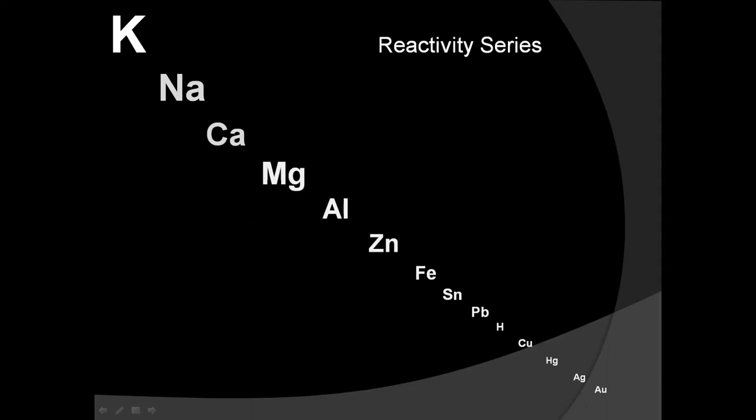This is a very important series and you can easily remember it. I have one simple saying, you can consider it as a song. I remember it this way and I would like to share it with you. Ka na ka mag alzen fes pep huku ha. Here, ka is potassium, na is sodium, ka is calcium, mag is magnesium, al is aluminium, zen is zinc, fe is iron, sn is tin, then pb is lead. These are the symbols.